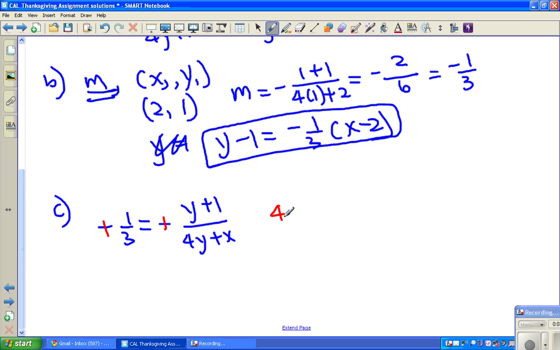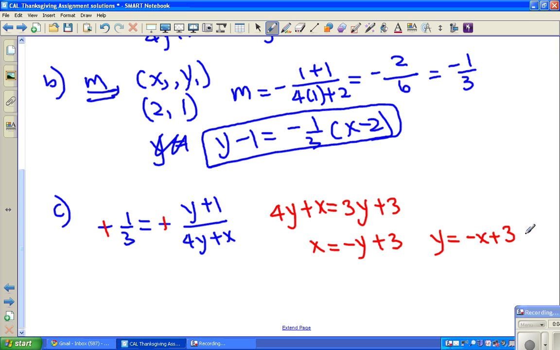This will then be equal to 4y plus x. By cross multiplication, we will get 3y plus 3. Then you will realize that x must be equal to negative y plus 3. Or we can also write it as y must be equal to negative x plus 3 too. Either way would have been okay.